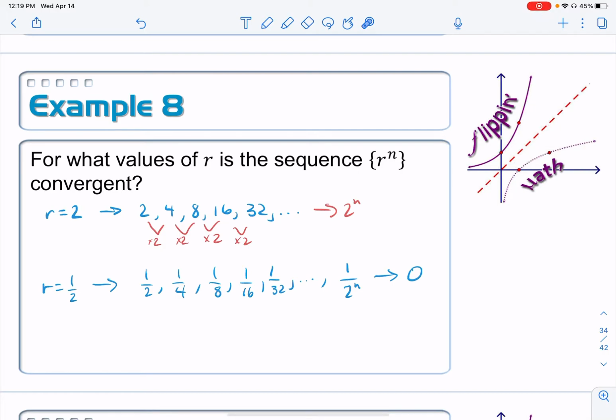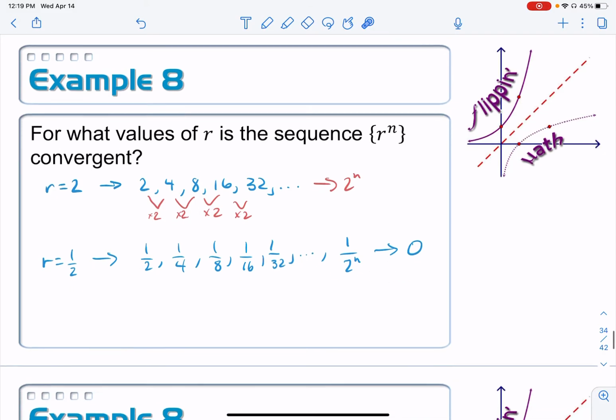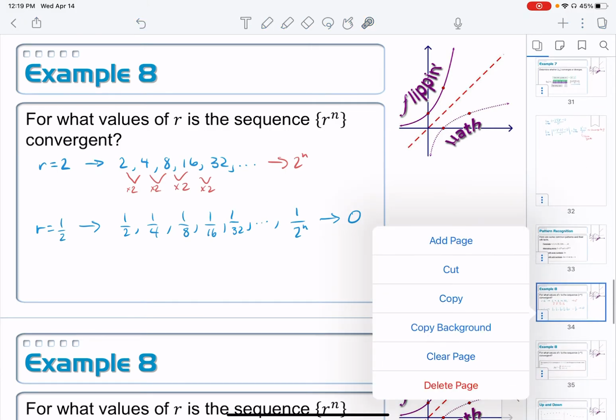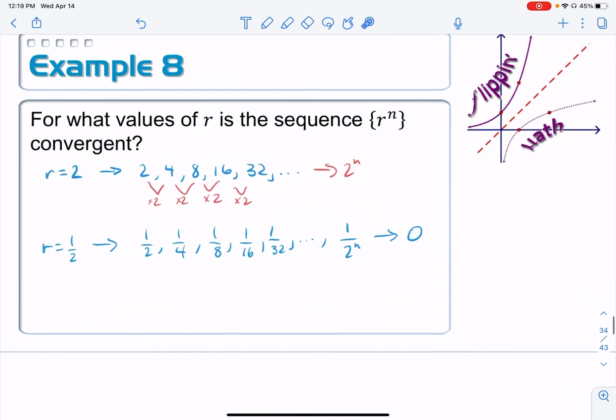What's the difference between these two things? Here you have exponential growth. That happens when your r value is greater than 1. And over here, when it's less than 1, that's exponential decay, and the terms are going to get closer and closer to 0. So now I think we're zeroing in on all of the possible values here for r.